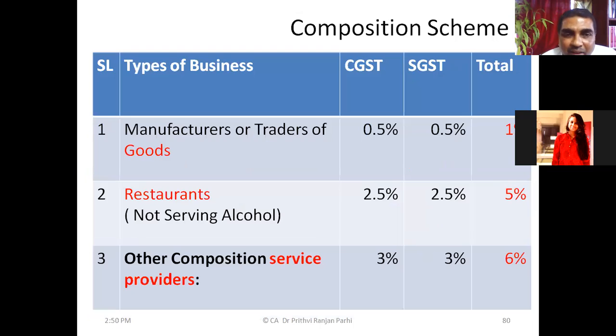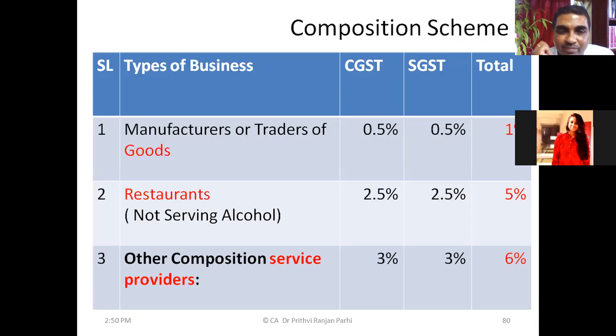Okay. Now you see these are the rates applicable for the composition scheme. Manufacturers, traders of goods, total 1%. Restaurant where alcohol is not served, 5% total. And for services, 6% is the GST which is applicable. 50% of it is CGST and 50% of it is SGST. IGST doesn't arise. Who can tell me why the question of IGST doesn't arise here?